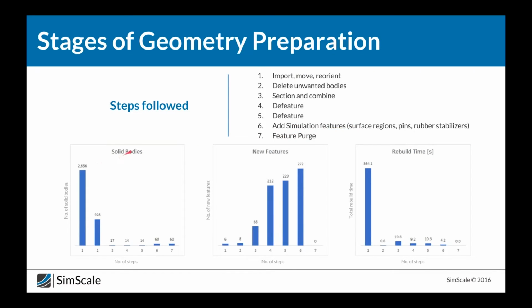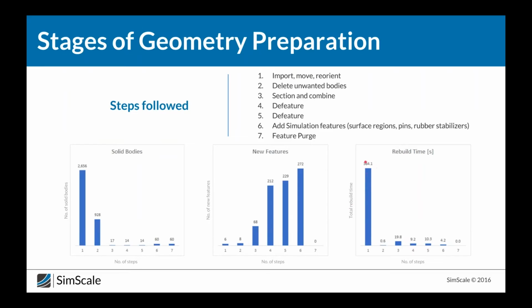So here we're looking at the first metric, which is solid bodies. Initially I started with over 2,500 solid bodies, and then by the end of stage 2, which is deleting unnecessary bodies, I was down under 1,000, and then by stage 3, which is after the merge operation, I was down to 17 bodies. The next metric over here is new features that I've added, and this is really a measure of how much work I've done at each stage. Initially there's not much work at all, and then in the final stages that's where the bulk of the work is done.